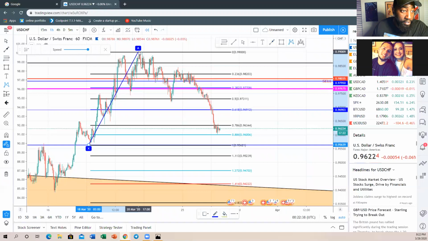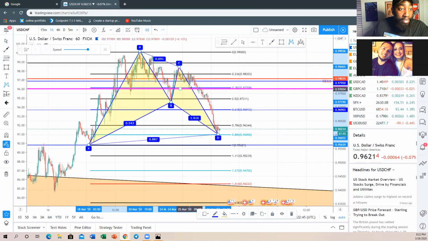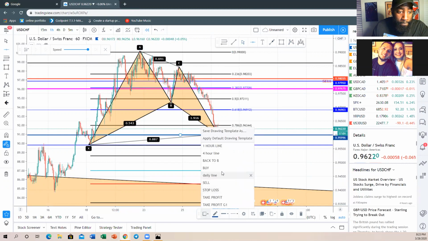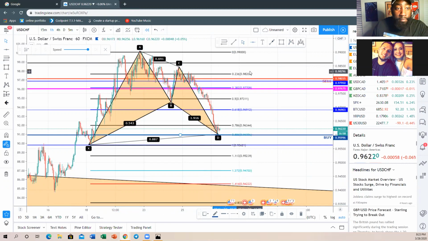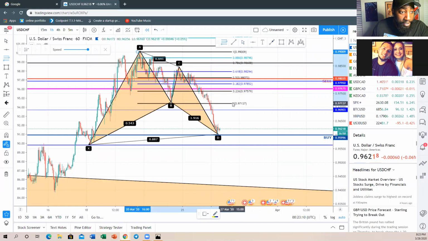This would be X to A to B, B to C, C to D. Now you're probably wondering why the heck didn't I fib from A to B on this? Because just off the eyeball test alone, I know that this point is past 0.5. All I need is a 0.5 for it to be legit as a bat pattern. Let me drop this buy line real quick, and let me erase this fib so it's not jumbled up. Let me go A to B just for educational purposes. Price went to 618. This is a legit bat.